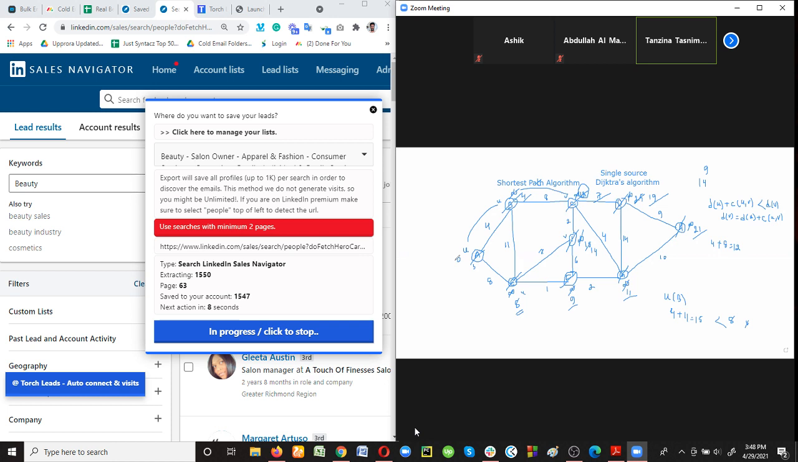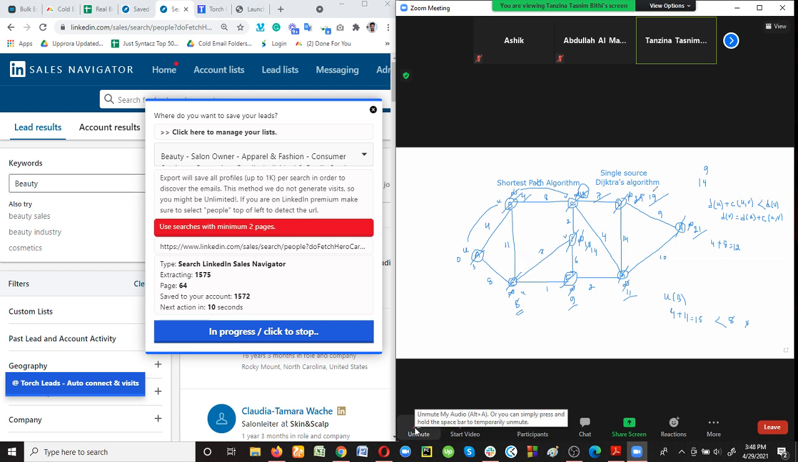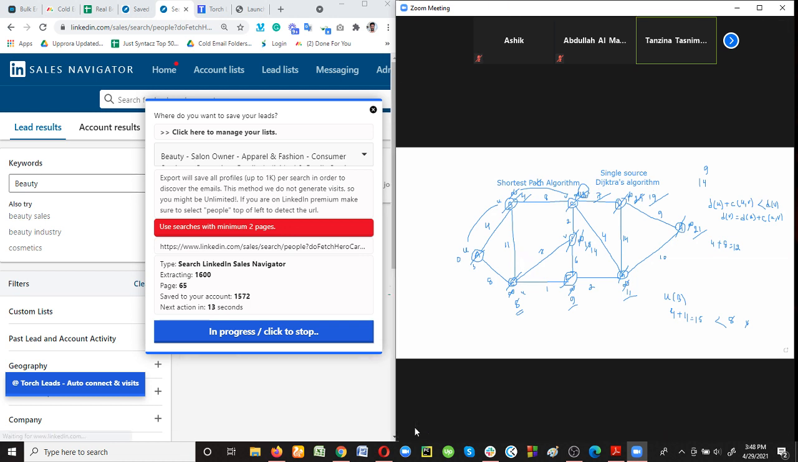Which one is the shortest path between A and D? The distance is 19. So which one should we follow for getting the value 19? Can we find it out? A, B, C, D. 4 plus 8, 12. 12 plus 7 is 19. Very good. So this is the shortest path between A and D.